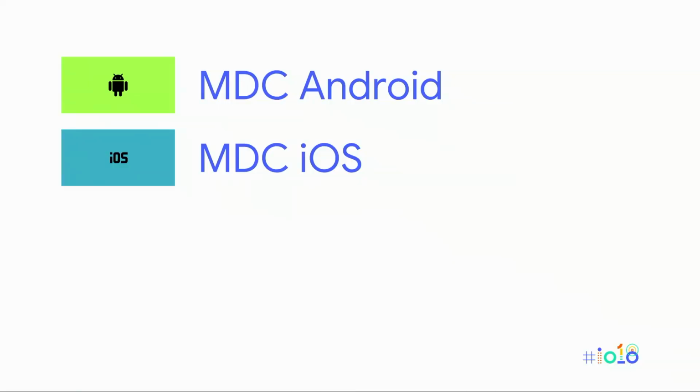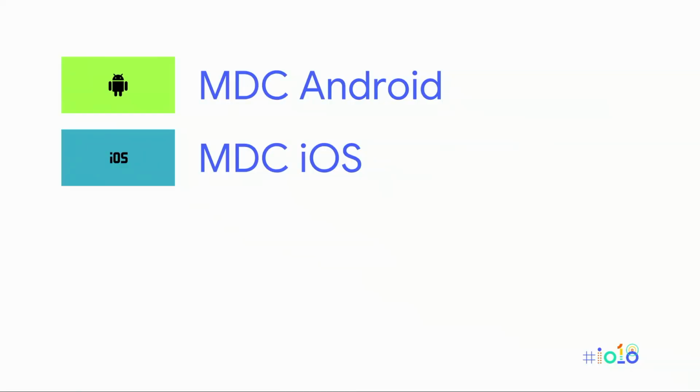So the first one isn't going to be too surprising. We have a library called MDC Android. MDC Android is the open source evolution of Android's previous design support library. So essentially, we've taken a piece of what used to be inside of Android and pulled it out into the open source, into GitHub, so that you can use it directly, interact with us, and work with us on the GitHub repo.